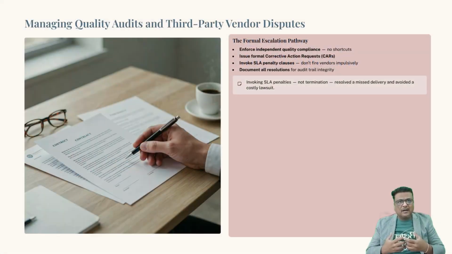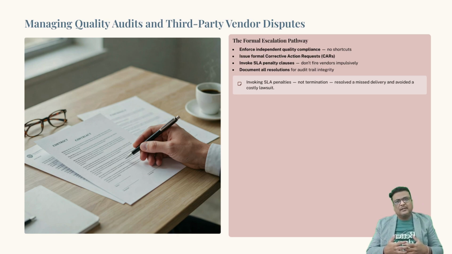Let's explore how our capstone simulation tests your ability to handle independent quality audit failures and nasty third-party vendor contract disputes in real time. The official study guide emphasizes that program delivery control requires enforcing independent quality compliance, issuing formal corrective action requests (CARs), and managing external vendor dependencies through strict contractual SLAs.